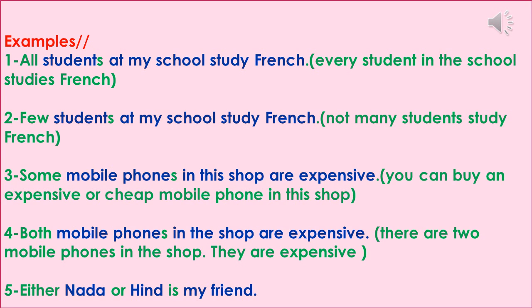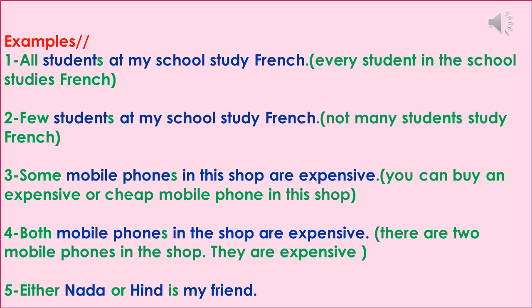Number 3. Some mobile phones in this shop are expensive. What do we mean by some here? You can buy an expensive or cheap mobile phone in this shop. So معنى some هنا بمعنى بعض. إذن in the shop there is expensive mobile phone and cheap mobile phone.